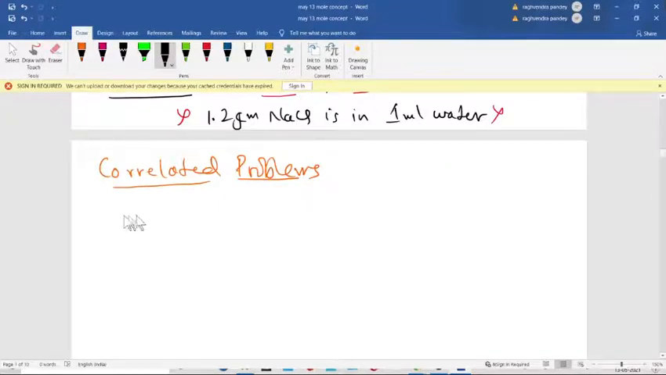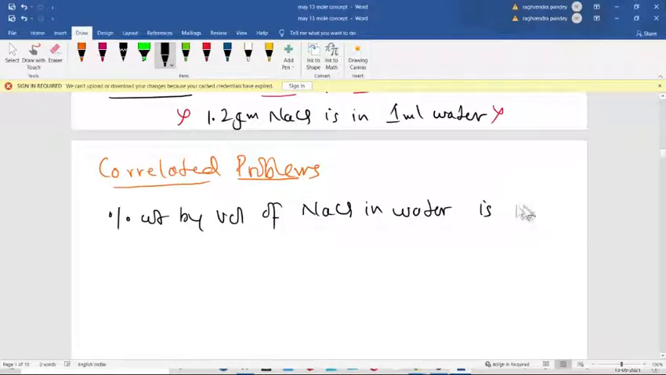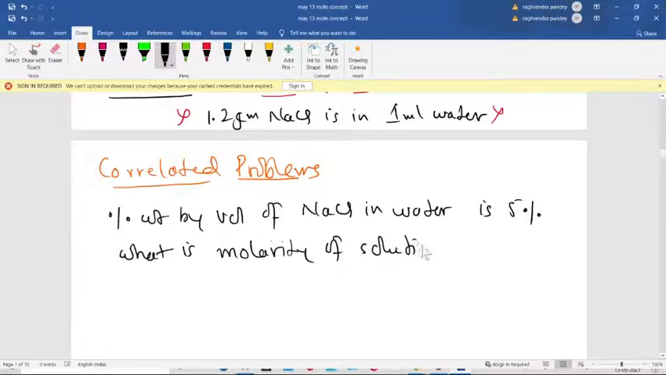Now suppose the percentage weight by volume of NaCl in water is 5%. What is the molarity of the solution? Suppose this is a question.